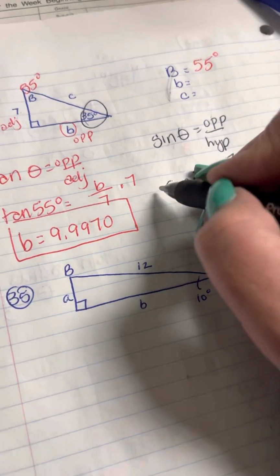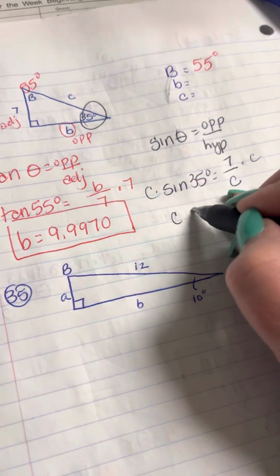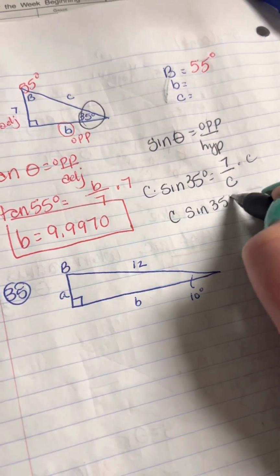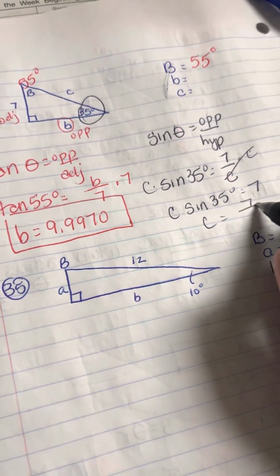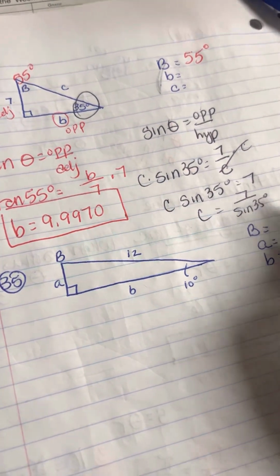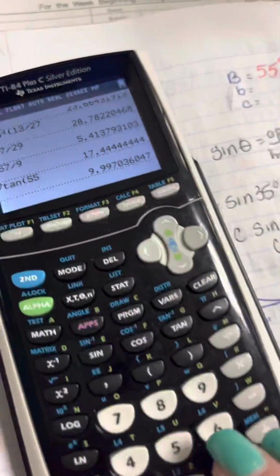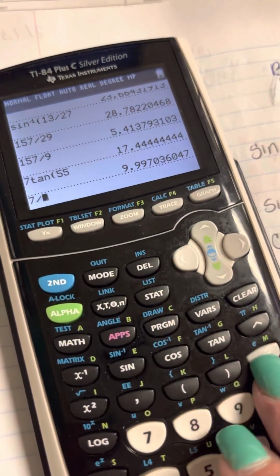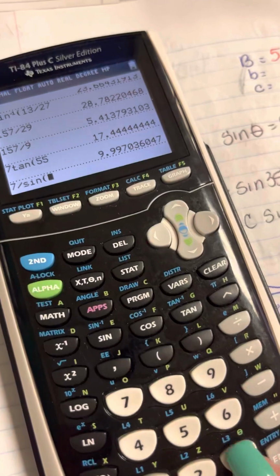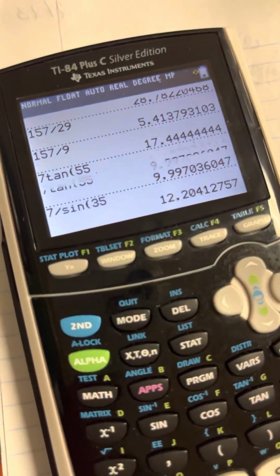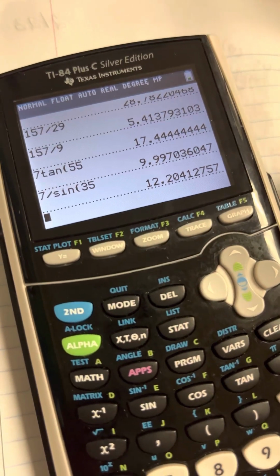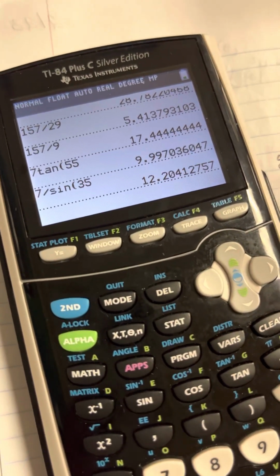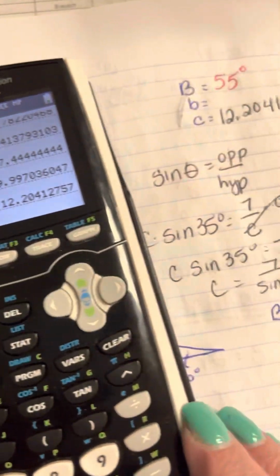So first of all, I need to get C out of the denominator. So I multiply both sides by C. And then to get C alone, I'm going to take 7 and divide it by the sine of 35. So 7 divided by the sine of 35. And that ends up being 12.2041. And that's what C is equal to.